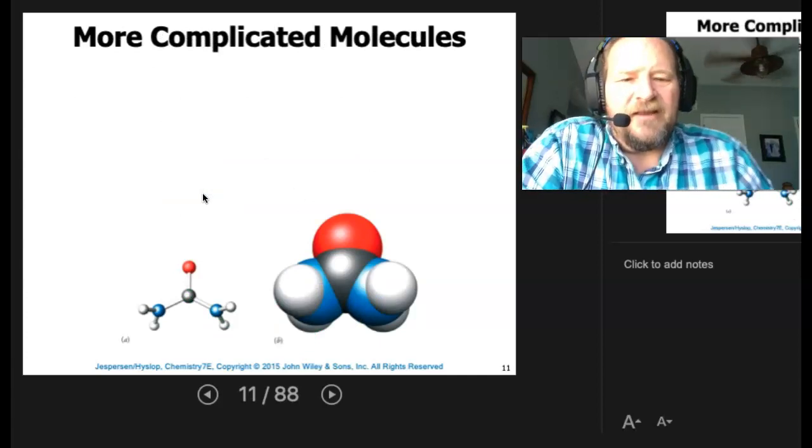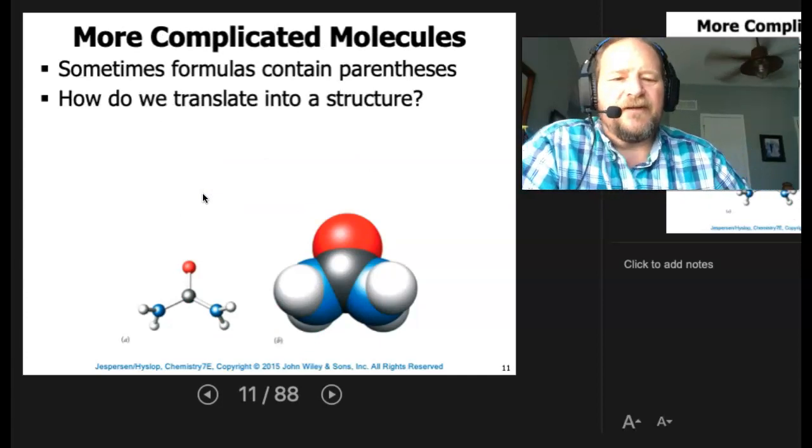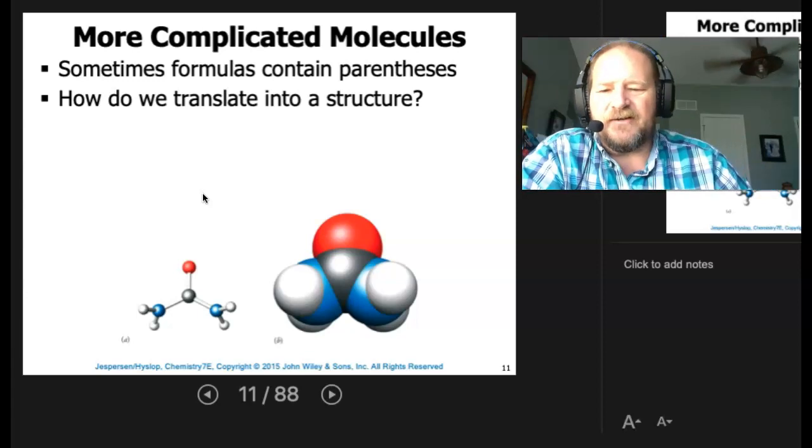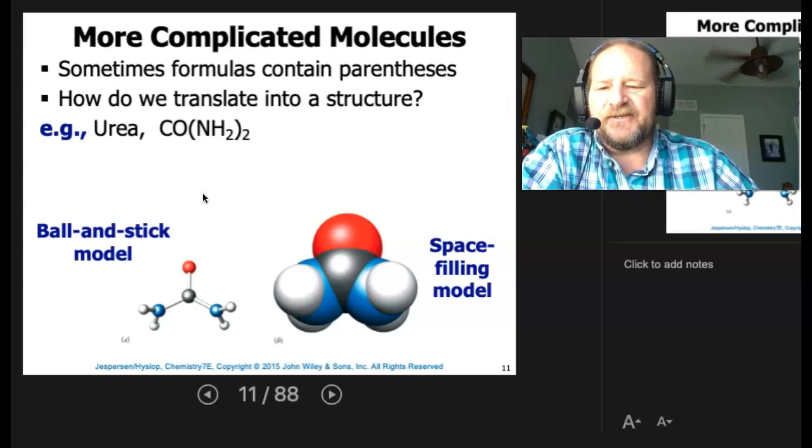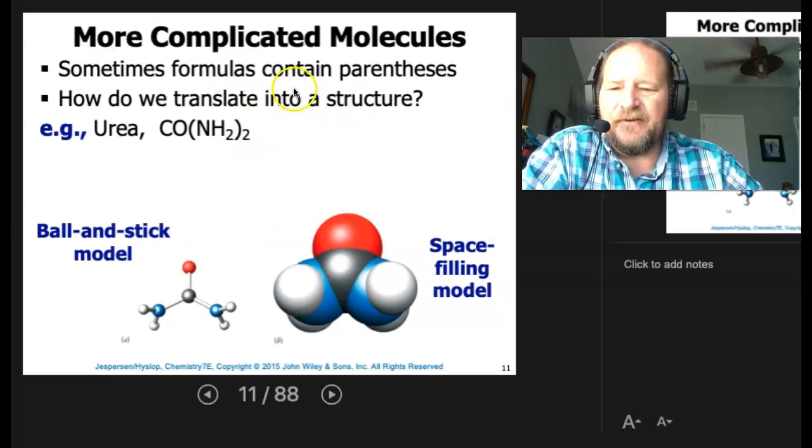Now, the more complicated the molecule gets, it gets a little more complex, a little harder to understand, but we can break it down by parentheses, all right? So how do we translate this structure? So here's urea, CO, and then we say NH2. Well, if I look at CO, here's the CO in the middle, and now I've got an NH2 over here and an NH2 over there.